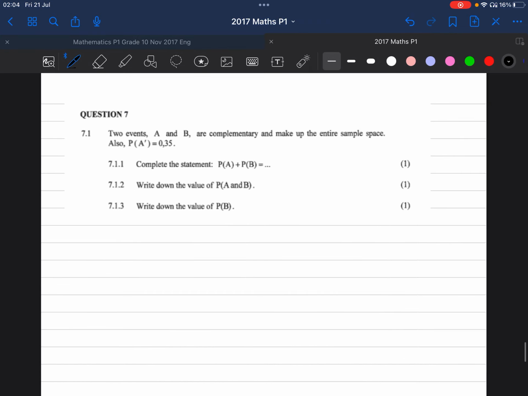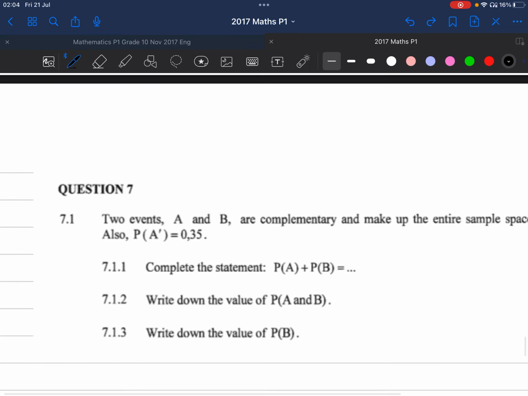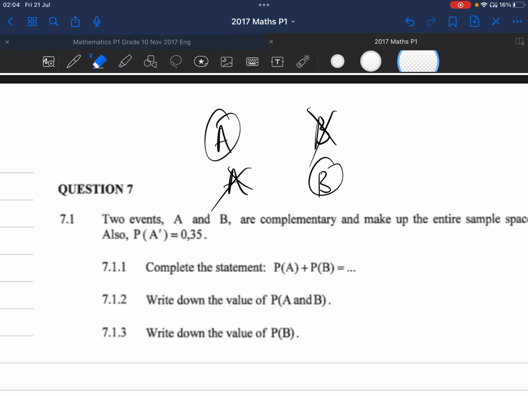Okay, we're now going to look at question 7. So this is a probability question. Two events A and B are complementary. So what does it mean for two events to be complementary? It means that if event A happens, then event B can't happen. Okay, and likewise, if event B happens, then event A can't happen.